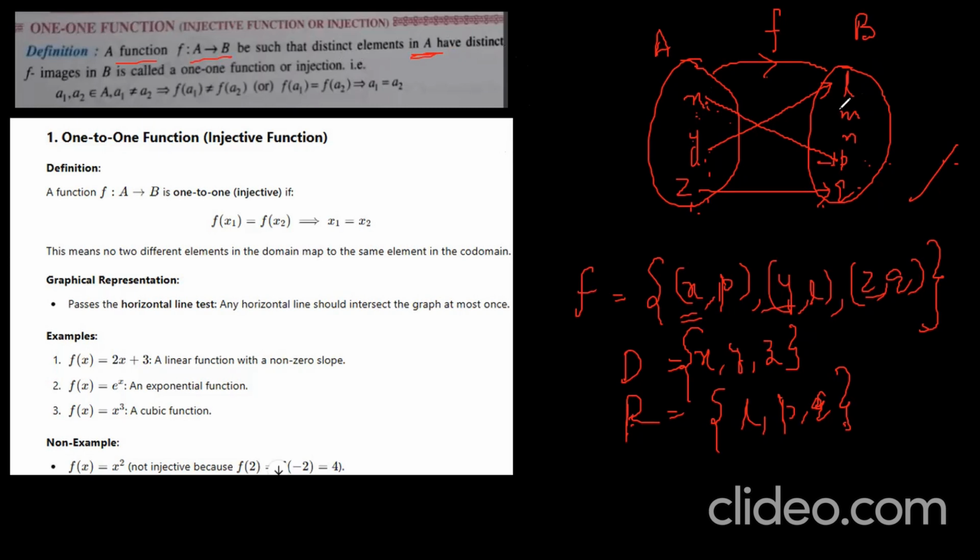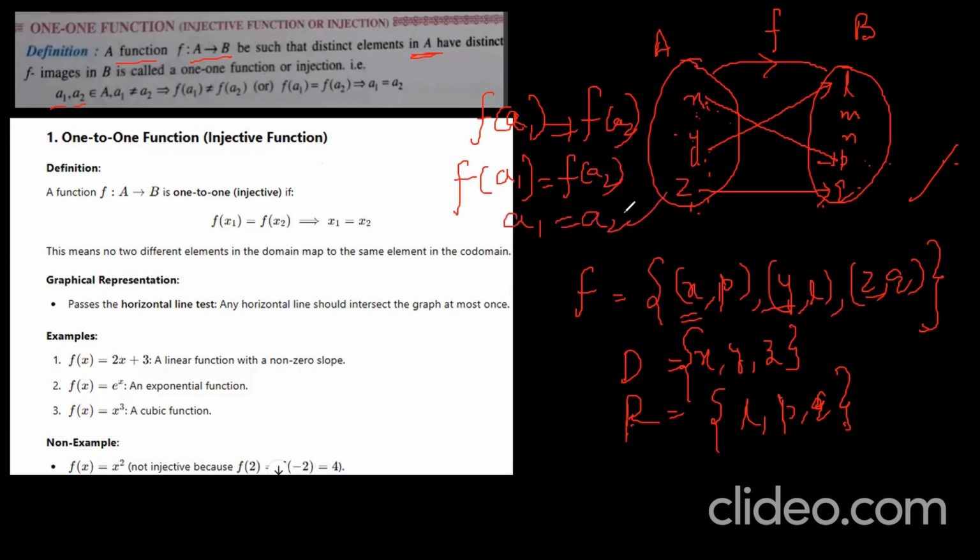Okay? That is, say, I am taking two elements, A1 and A2, belongs to A. Here A1 should not be equal to A2, right? Both should be different, distinct, I said. A1 should not be equal to A2. That implies that f of A1 is not equal to f of A2. Are you agreeing? Yes. Or you can say, if f of A1 is equal to f of A2, then A1 is equal to A2.